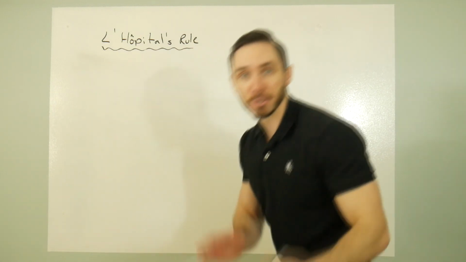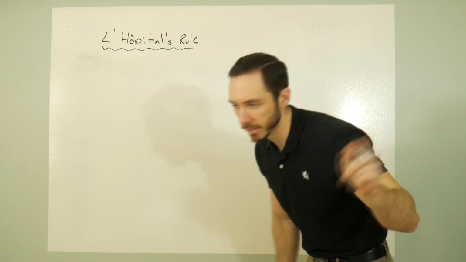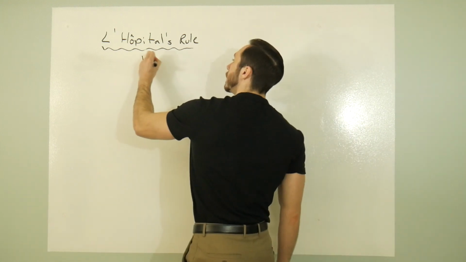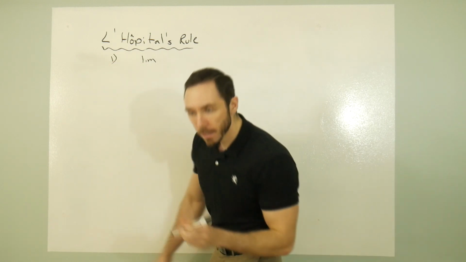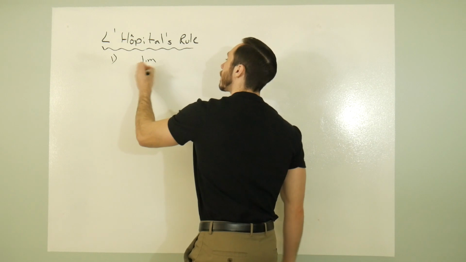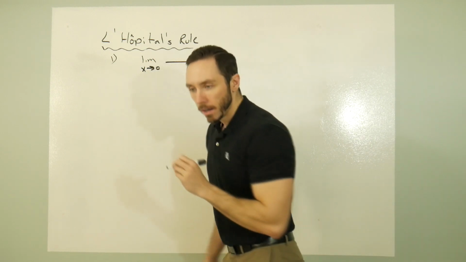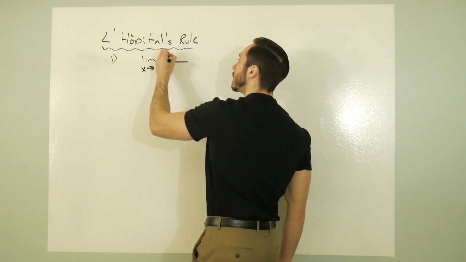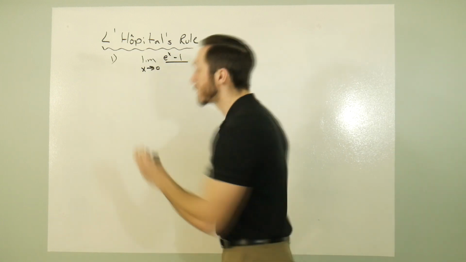So I should attach 4 problems. Look at the description for that. First one, limit. So we'll call this number 1, I guess. Limit as x approaches 0 of e to the x minus 1 all over sine x.